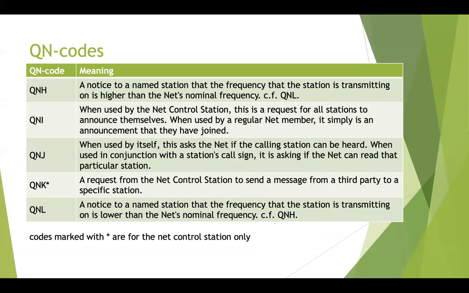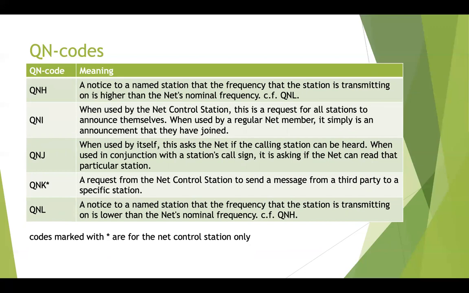QNH would be a notice for a named station that the frequency they're transmitting on is higher, H for higher. QNL would indicate lower, right? QNI could be a request for stations to announce themselves or an announcement that they've joined. For example, if I'm getting on a net, I could send KD7ZWV QNI, just saying that, hey, I'm joining the net. QNJ, when used by itself, is asking the net if the calling station can be heard. When used in conjunction with a call sign, it's asking the net if anybody can read a particular station.